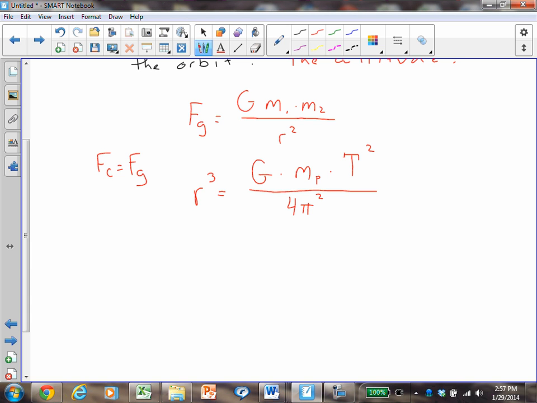So r cubed would just be G times the mass of the planet. Earth is 6 times 10 to the 24th kilograms. What is, okay, the period we have to figure out.